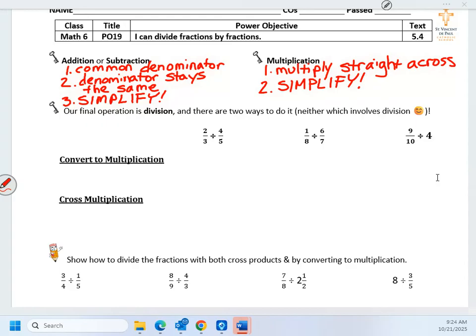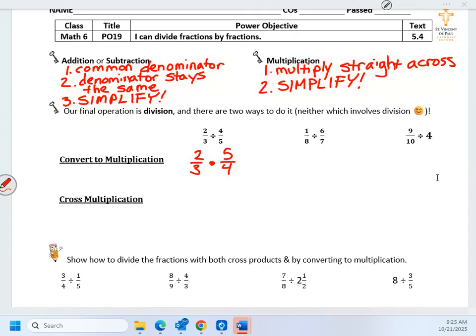Cool. All right, first thing we're going to do is we're going to convert to multiplication. So we're going to practice what that means. Converting to multiplication means we need to flip dividing to multiply. So our first fraction stays the same. We flip our symbol from divide to multiply, and then we flip our second fraction to its reciprocal. So you only flip the second fraction, that first fraction stays the same.